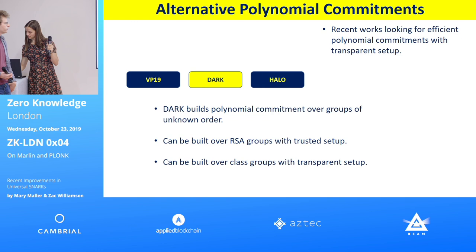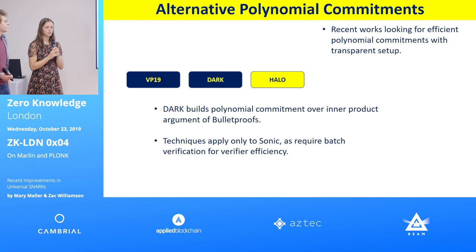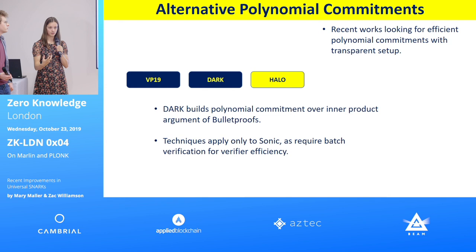And the last one is Halo. What this is doing is taking one of the arguments from Bulletproofs and applying it to polynomial commitment schemes. They are able to get something which is efficient in the Sonic type setting, when you can verify many proofs at once, say 100 proofs at once. That would be a good situation to use Halo. It's less good for Marlin and Plonk because in our situation we're trying to get fast verifier time just for one proof, and Halo doesn't do that.